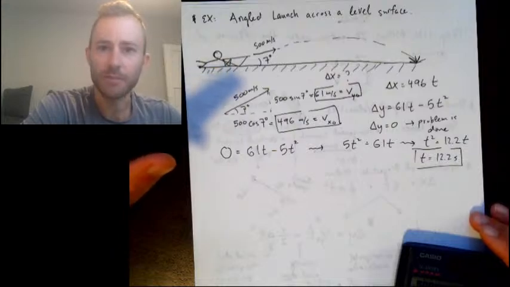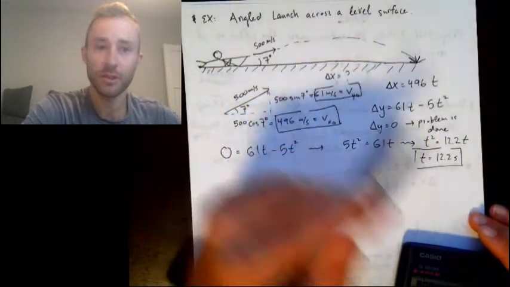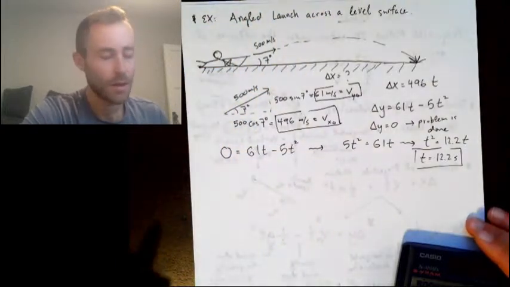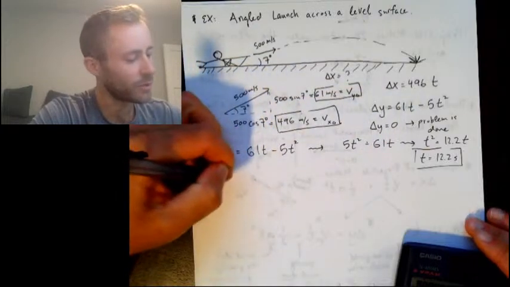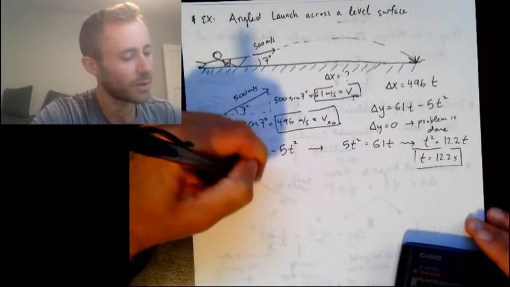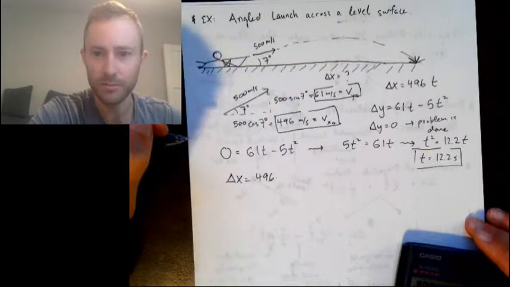So there you have it. That's the time of flight. But now I want to know how far it is going to go in that amount of time. To do that, I would use my delta x equation. So delta x is going to be 496 times the time, which is 12.2.